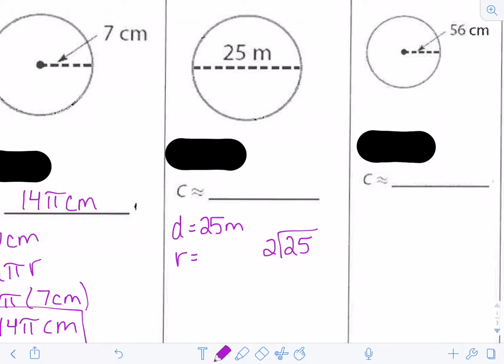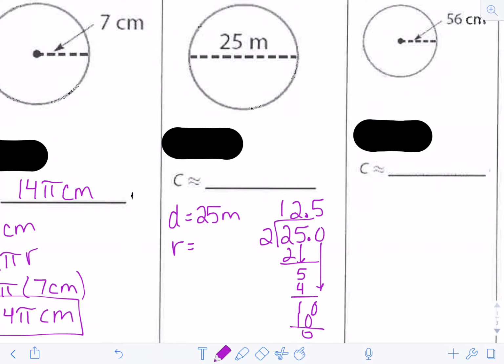2 goes into 2 one time, so 1 times 2 is 2. Bring down my remainder of 5. 2 goes into 5 2 times. 2 times 2 is 4. Since I have a remainder of 1, I'm going to put my decimal, 0, bring that down, and I'm going to put my decimal here. 2 goes into 10 5 times. 5 times 2 is 10, and that gives me a remainder of 0. So my radius here is 12.5 meters.